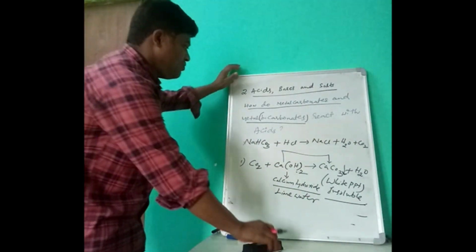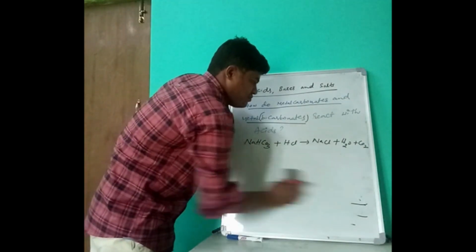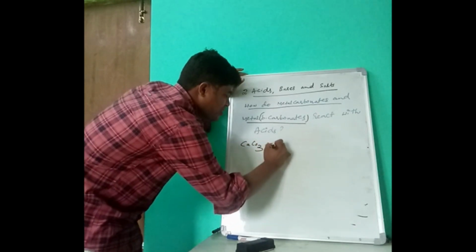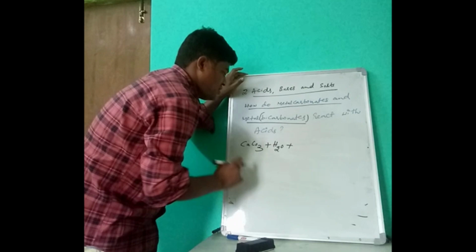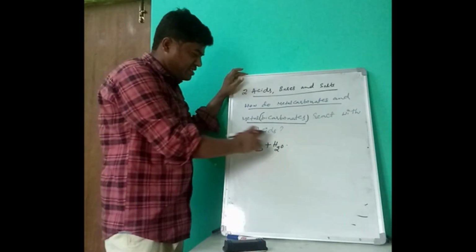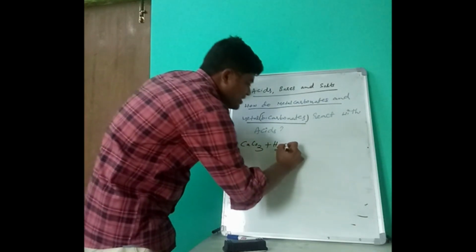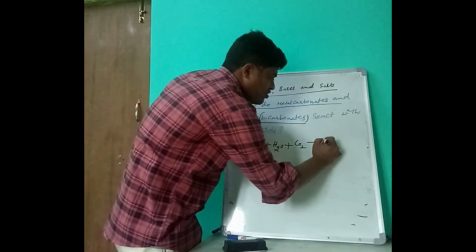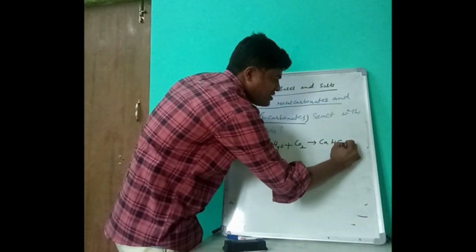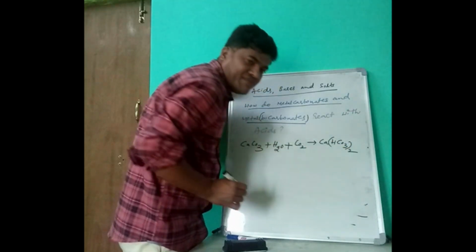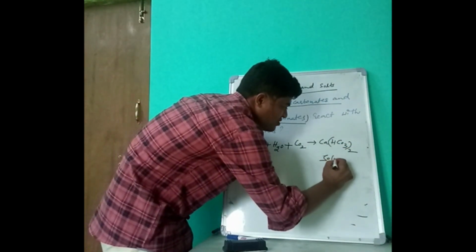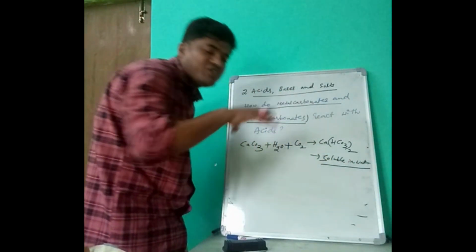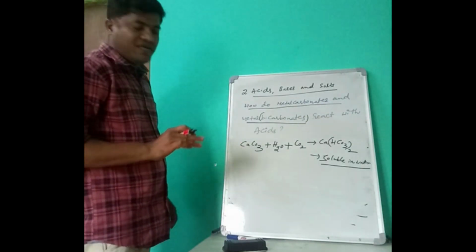Then in the above reaction, you got calcium carbonate plus water, that is, calcium carbonate in water. If you pass excess of carbon dioxide gas, you are getting calcium bicarbonate. Calcium bicarbonate is soluble in water. Now it becomes a clear solution. Earlier you got precipitate, now it becomes a clear solution.